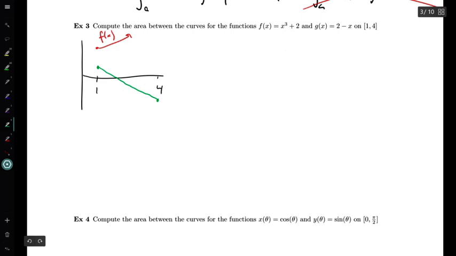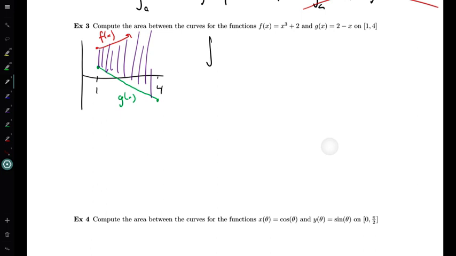And in order to compute the area between these two curves, the area of this purple region here, we're going to be looking at the integral of the larger function minus the smaller function. So I want to integrate from 1 to 4. My larger function is f of x here. My smaller function is g of x. And so I can go ahead and put the formulas for these two into this integral.